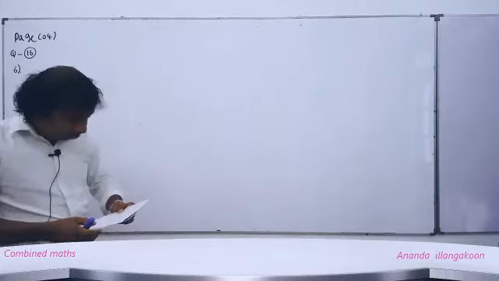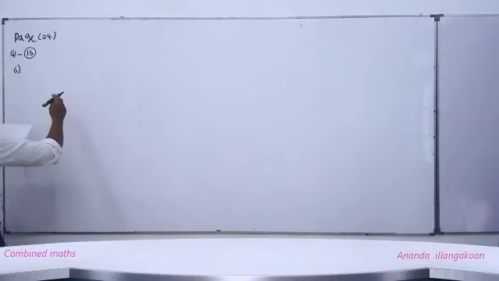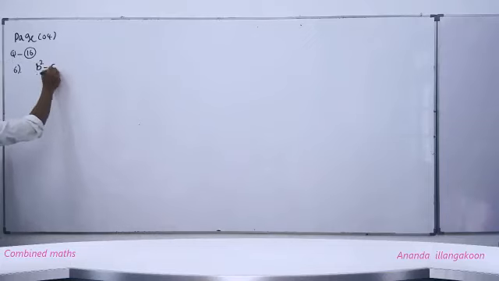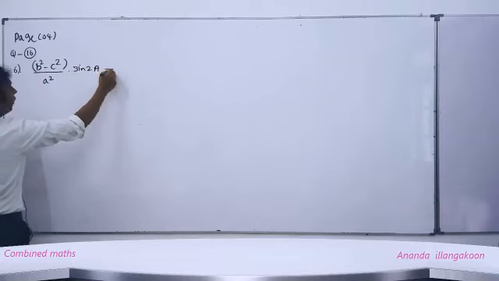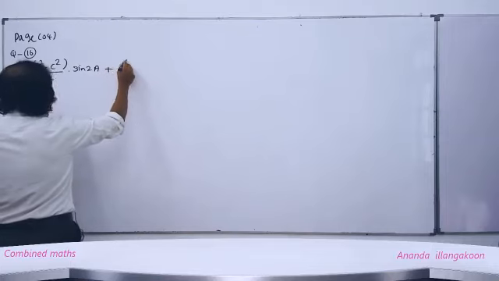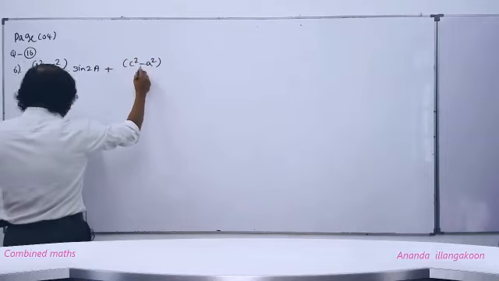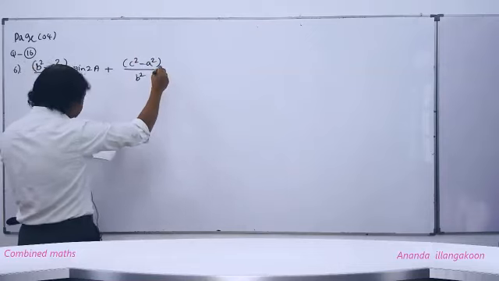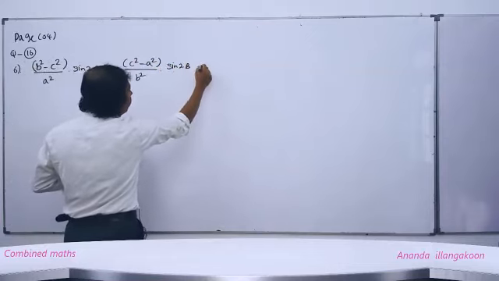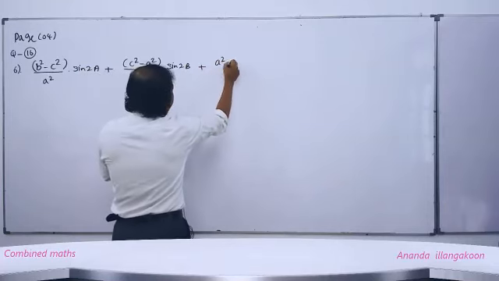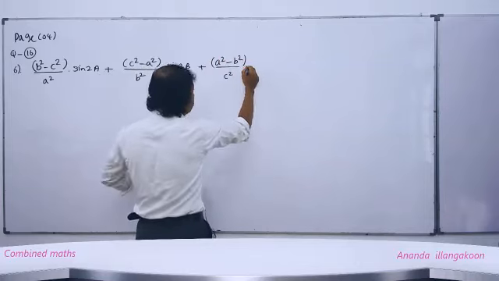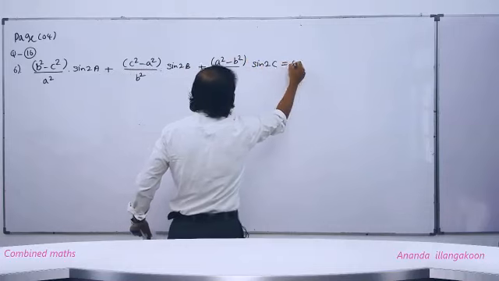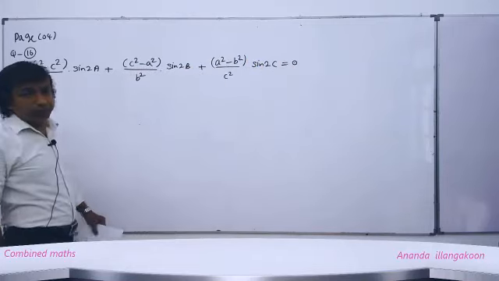The question of part 6 is this. We are given b squared minus c squared divided by a squared times sine 2A, plus c squared minus a squared divided by b squared times sine 2B, plus a squared minus b squared divided by c squared times sine 2C. We have to prove this is equal to 0.